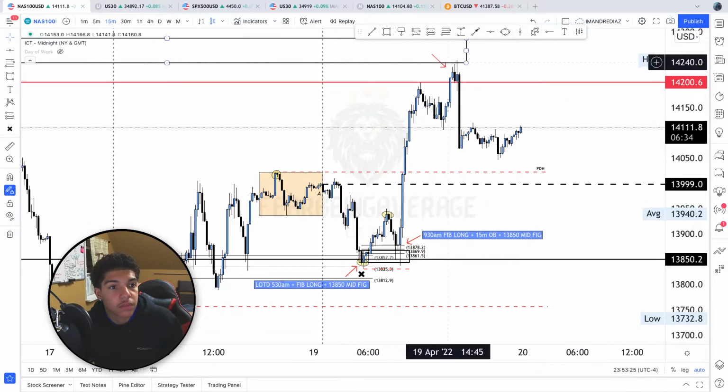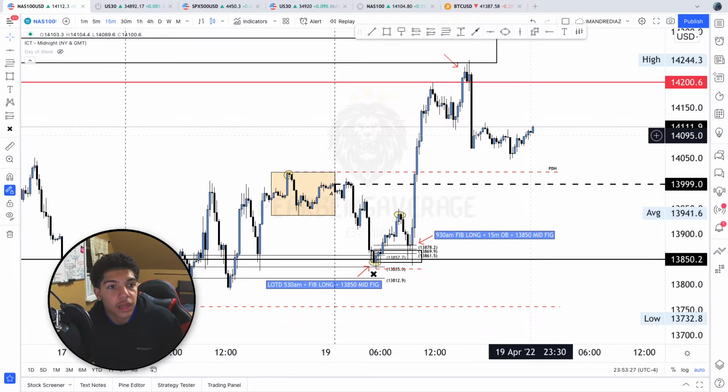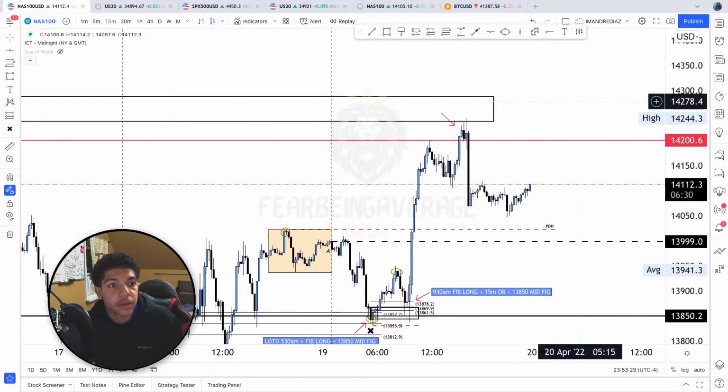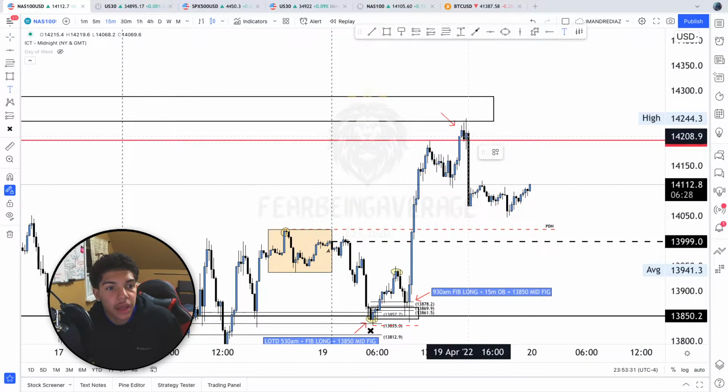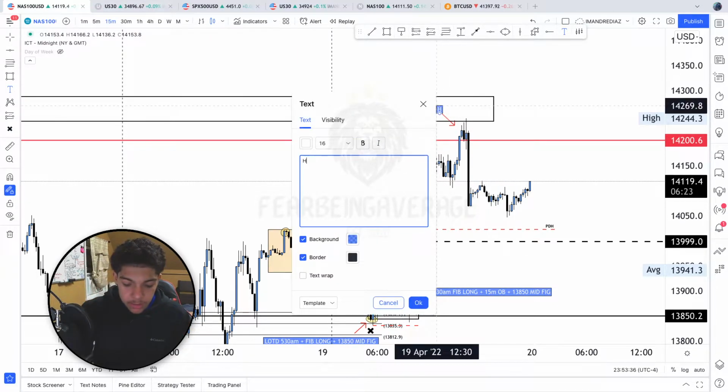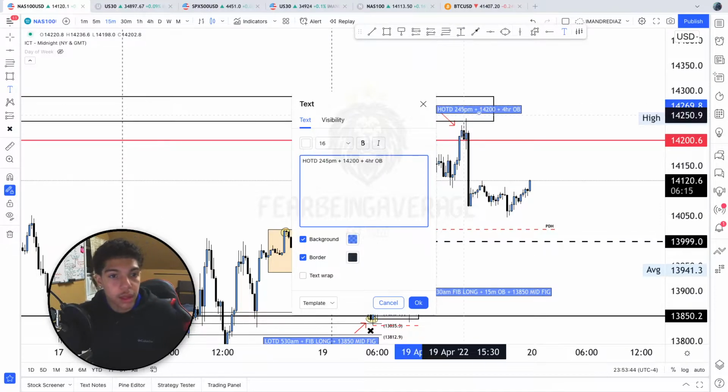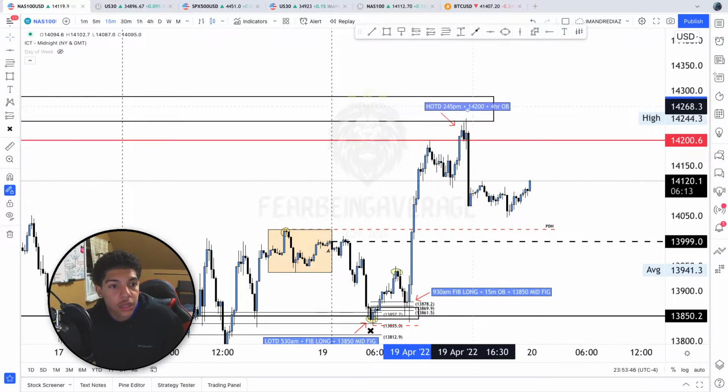Gonna annotate that. Look at how price tapped into that area. So we're gonna annotate this. We have the high of the day at what time? 15:50, 45. So 2:45. So we have the high of the day at 2:45 at 14,200, along with the 4-hour order block. Just like that.